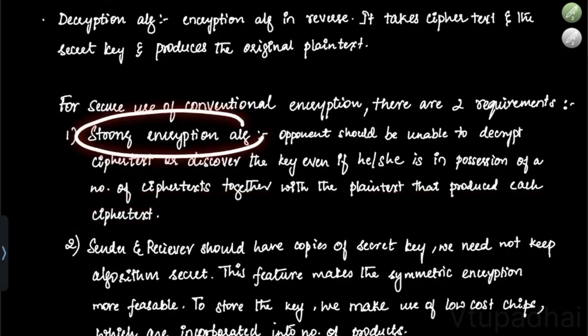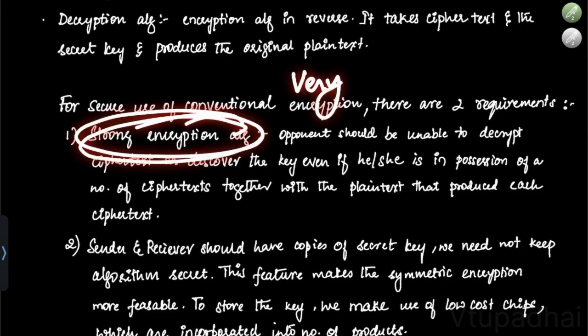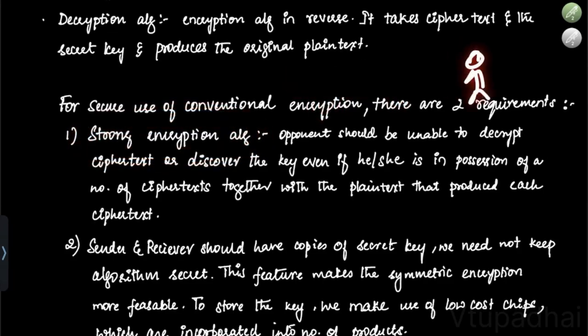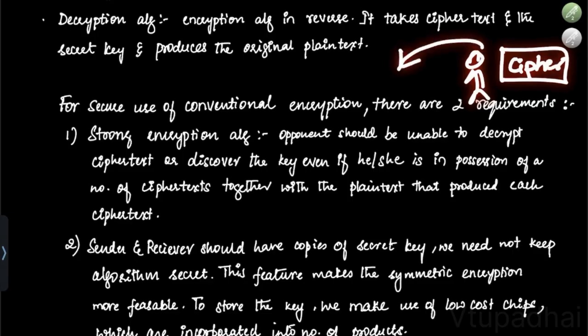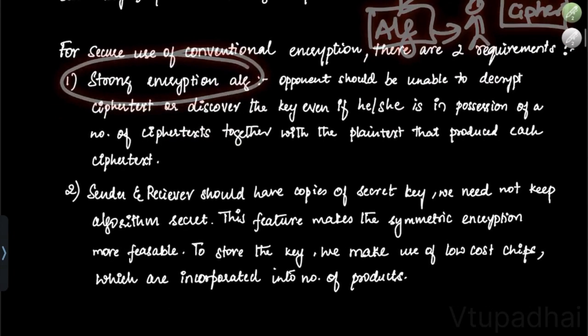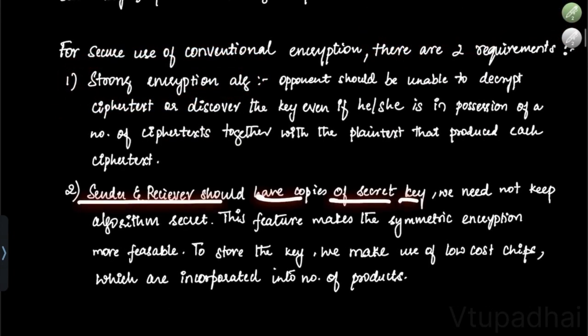This means that especially the encryption algorithm should be very strong, such that even if the intruder or the hacker has the cipher, he should not be able to understand what algorithm I performed in order to get that. So that's what it means, a strong encryption algorithm. Next, sender and receiver should have copies of secret keys.